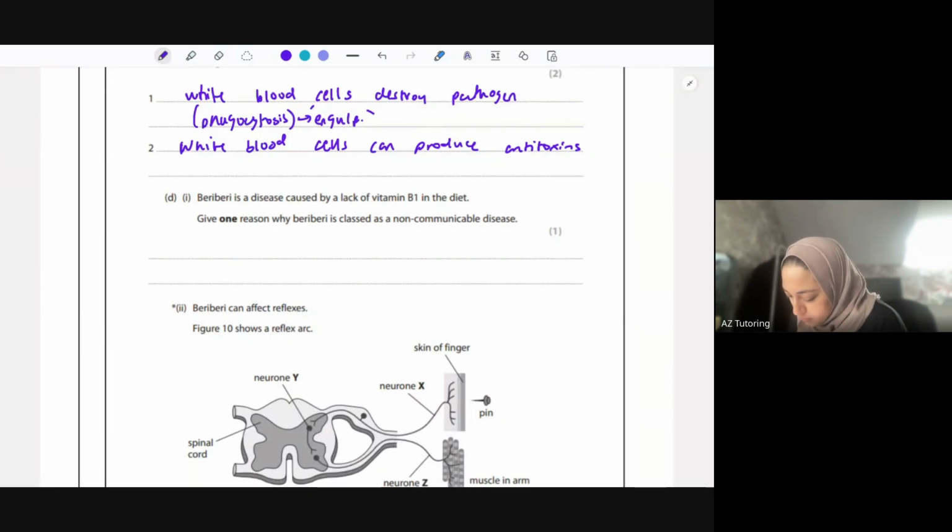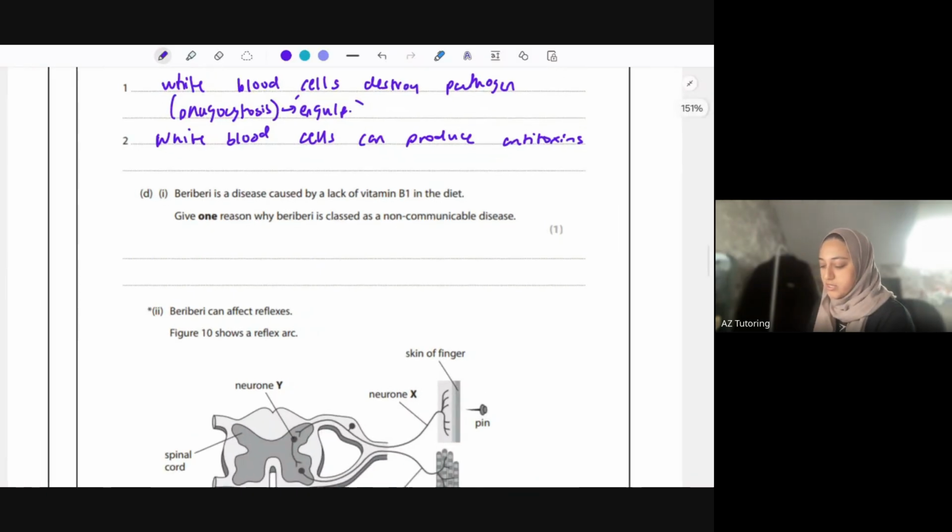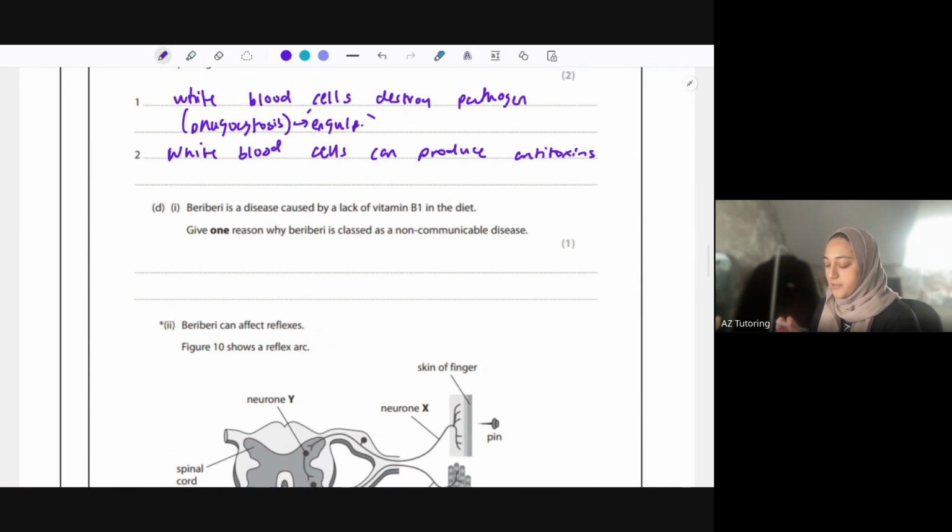I don't even know how to pronounce that. Beriberi. Okay. Beriberi is a disease caused by lack of vitamin B1 in the diet. Give one reason why beriberi is classed as a non-communicable disease. Now, non-communicable means that it's not caused by a pathogen. You can't pass it to somebody. So another example of a non-communicable disease is cancer. If somebody's got cancer, just by you sitting with them, you won't get cancer because it's not caused by a pathogen. Whereas a communicable disease is caused by pathogens. So if somebody's got a cold, which is caused by a virus, if you're with them, you could potentially catch that cold because they could pass the virus on to you. So that's a communicable one.